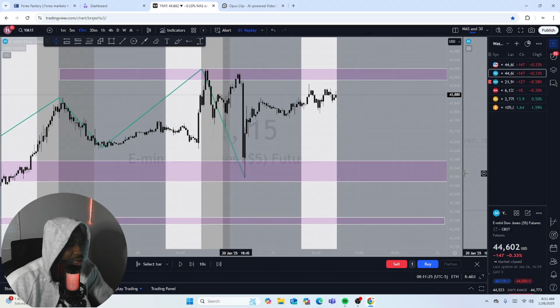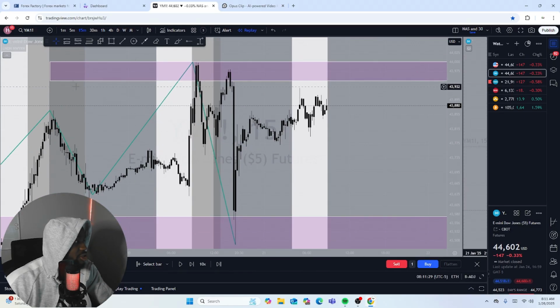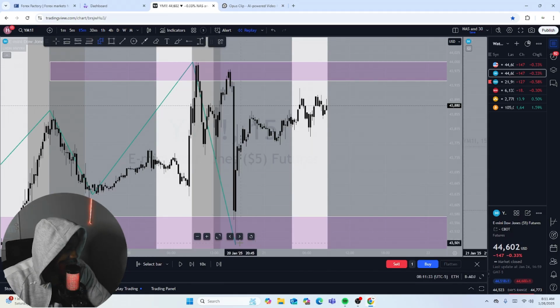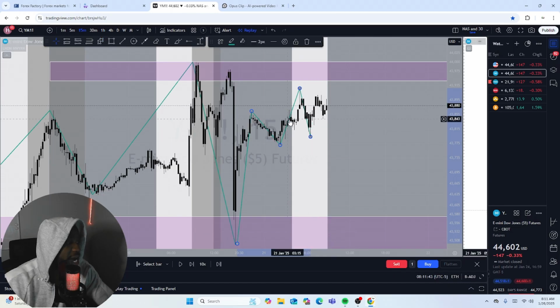On the 15-minute time frame, I also didn't see much. I'm not gonna lie, I didn't see much. I could see structure though. Let's just draw out structure. We got structure. We have these lows right here. Boom. We created a high. We created a low. We created a high. We created a low. This is not a new high, so it's just high, low, high, low.